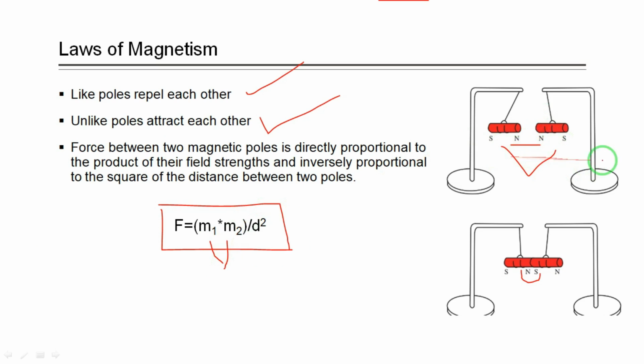These two magnets have some magnetic field strengths, so those are m1 and m2. And d means there is a distance between the two magnetic poles, so this distance can be called small d. Now the force between two magnetic poles is directly proportional to the product of their field strengths and inversely proportional to the square of the distance between the two poles. So this is the force formula between two magnets.